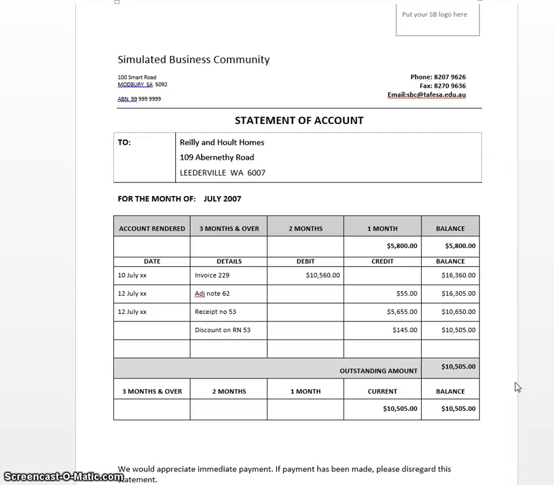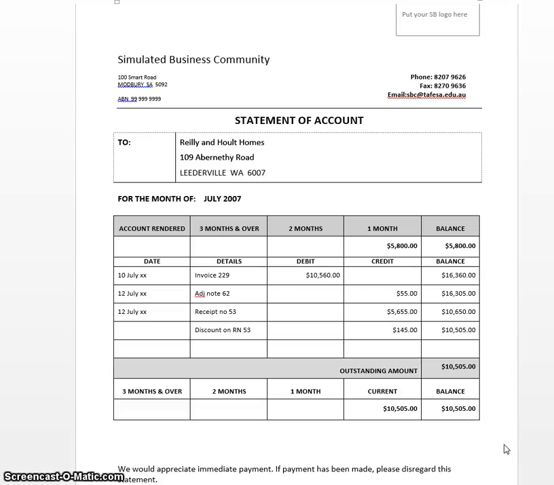Notice that the current balance includes all values in the statement except the amount of cash that has been paid off. So for this example, we have received $5,800 in cash from the customer, but our current amount shows that we have a balance of $10,505. That's because it relates to the month that the statement or the transactions took place.